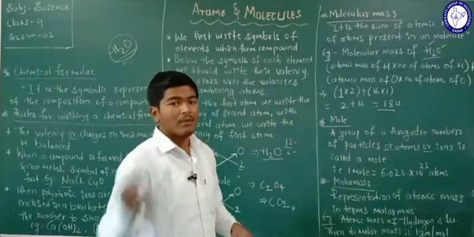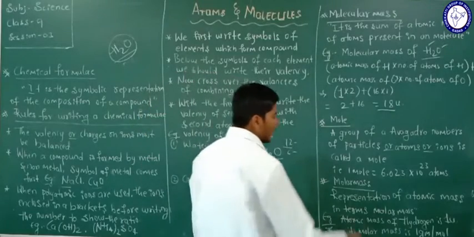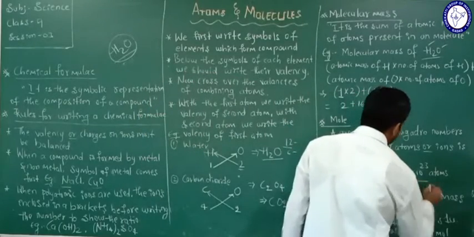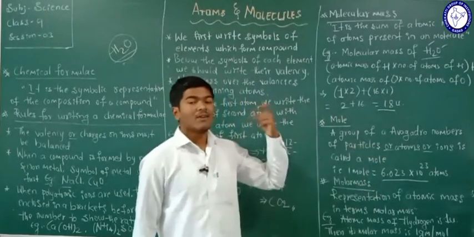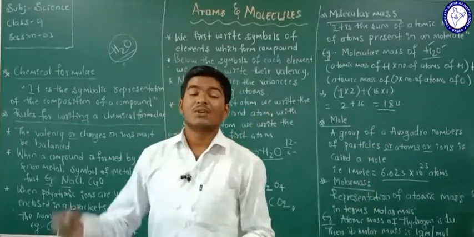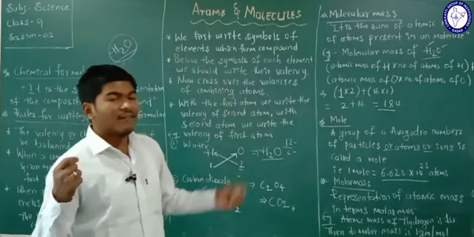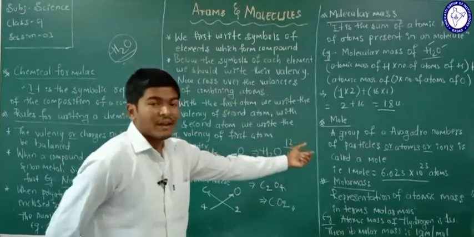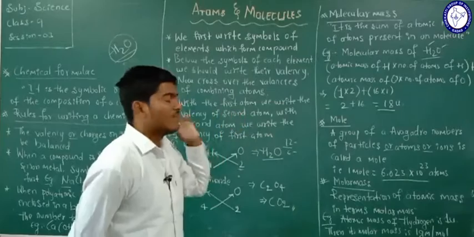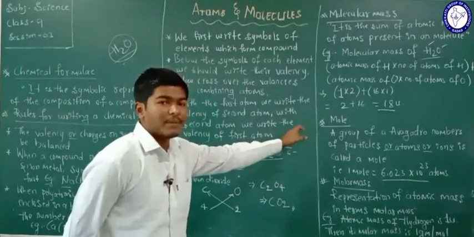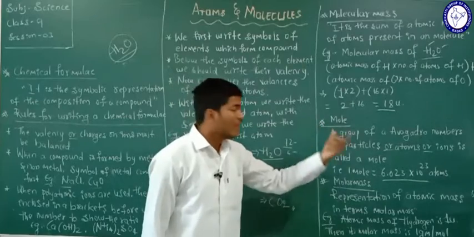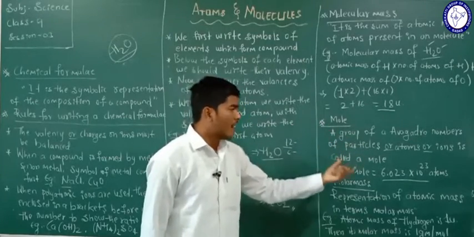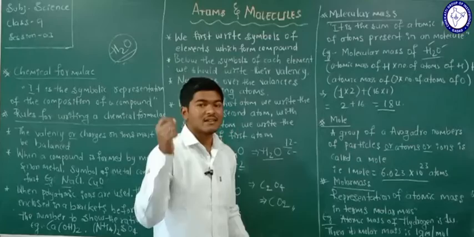What is the Avogadro number here? You have to remember the Avogadro number. It is a constant, that is, 6.023 into 10 raised to 23. Avogadro is the name of a scientist who first put forward the mole concept, the number for a group of atoms. So what is a mole here? A group of Avogadro number of particles or atoms or ions is called 1 mole.